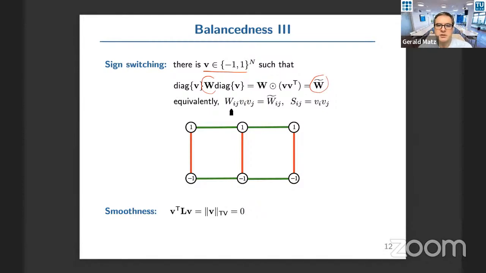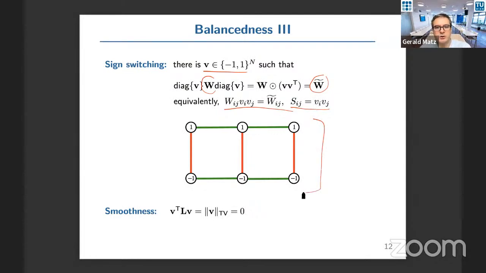Okay, so if you write that out in scalar form, what you see is that each row and column will be multiplied with the corresponding element of the sign switching vector. And this is equivalent to requiring that the signs on the edges must be the products of the corresponding elements of the switching vector.